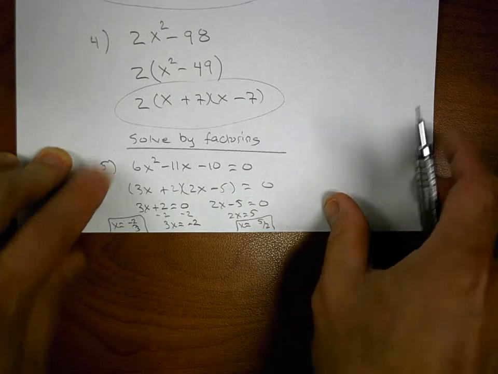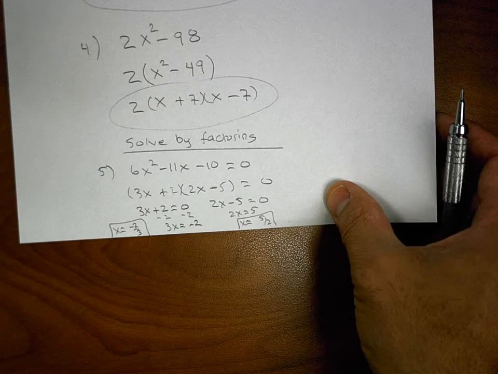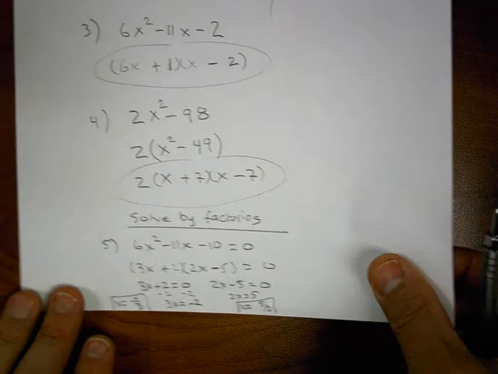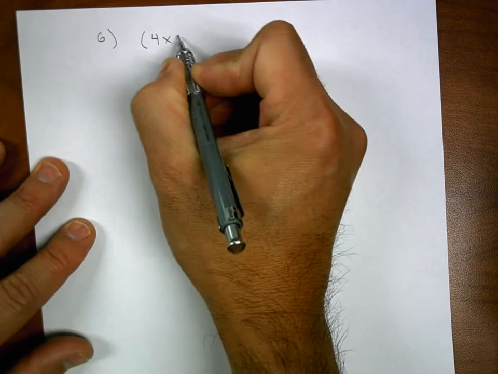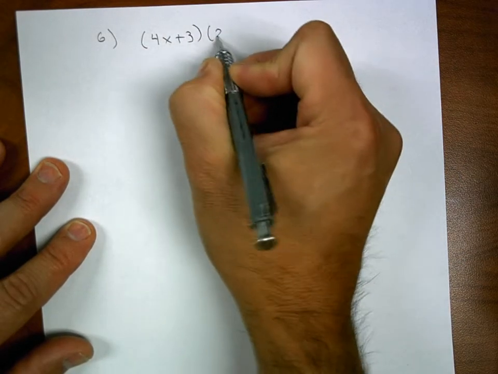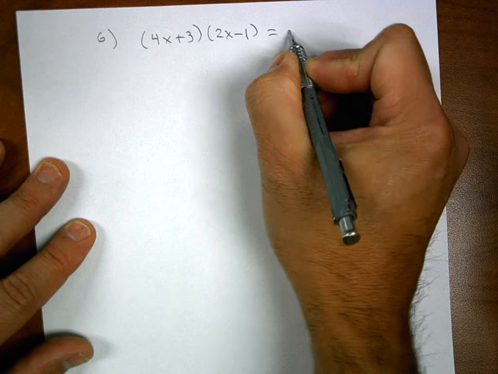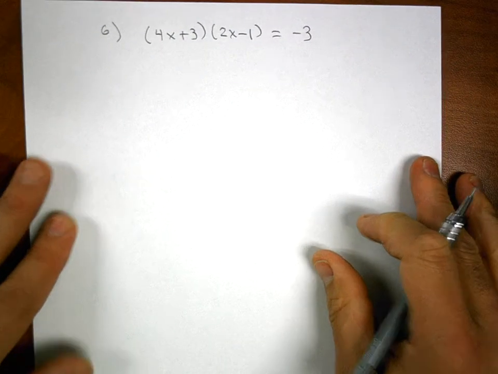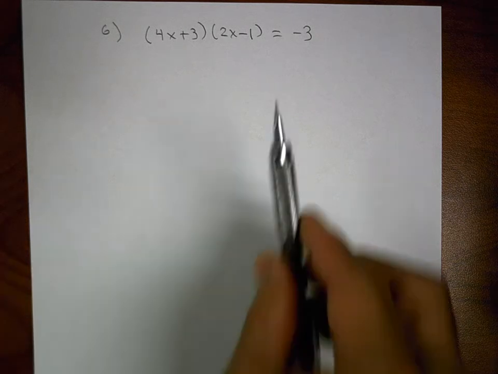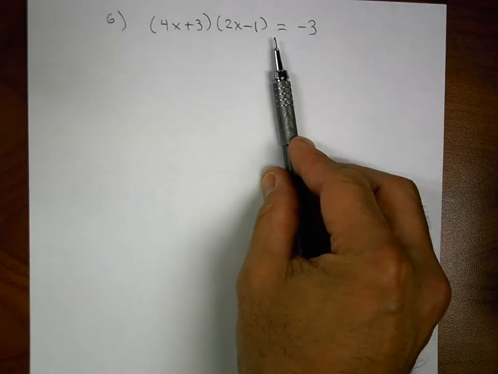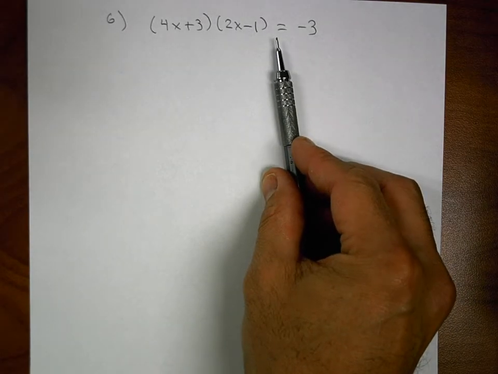Okay, solving by factoring. Let's look at a few more here. Okay, turn this over. Number 6. 4x plus 3 times 2x minus 1 is equal to negative 3. Are we going to solve this? Yes, because there's an equal sign. It's an equation. We can solve equations.